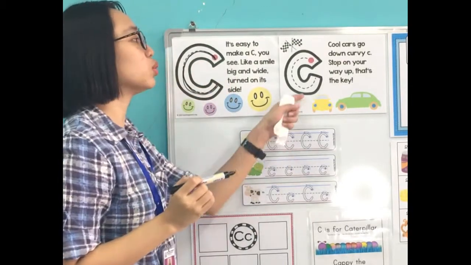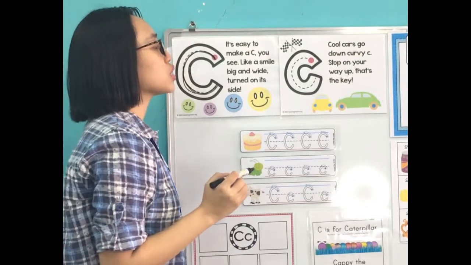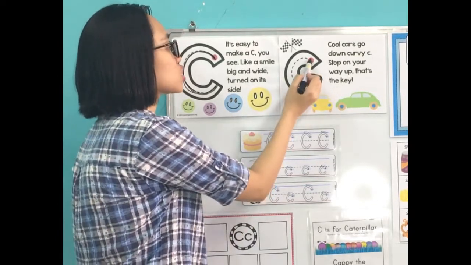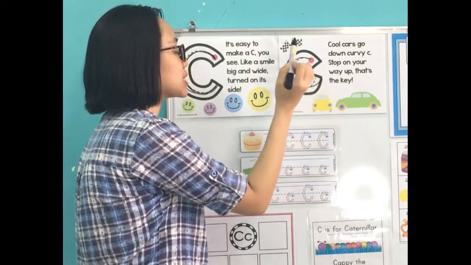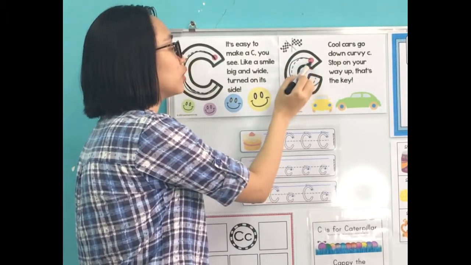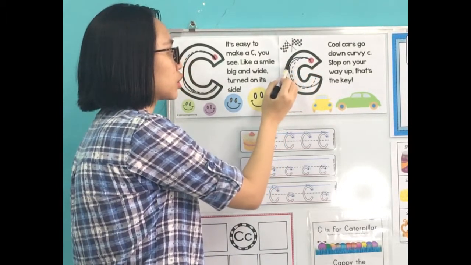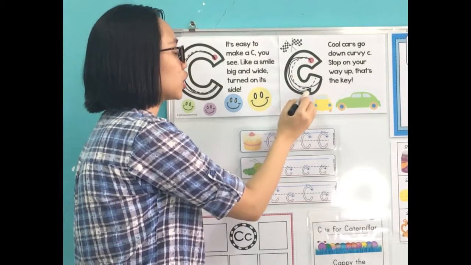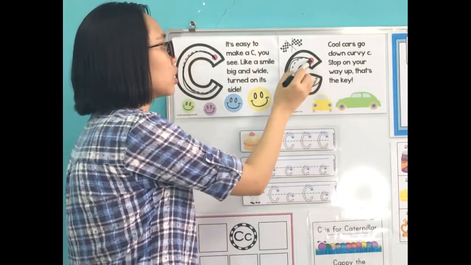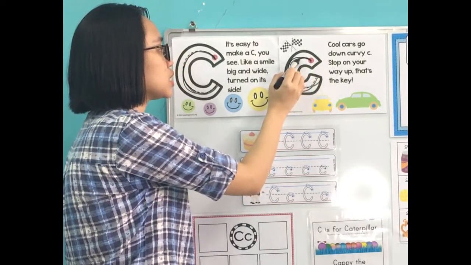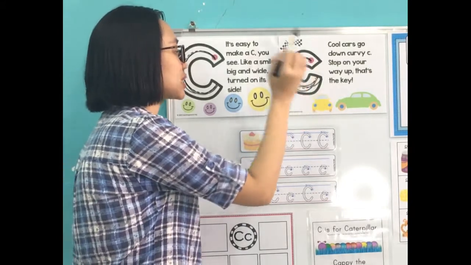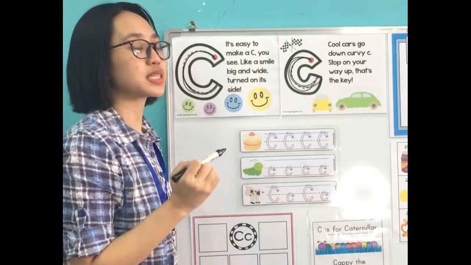How about the lowercase c? Cool cars go down curvy C. Stop on your way up. That's the key. Again, you have to make circles and then curve and stop. You have to make curvy C, stop on your way up. That's the key. Lowercase c.